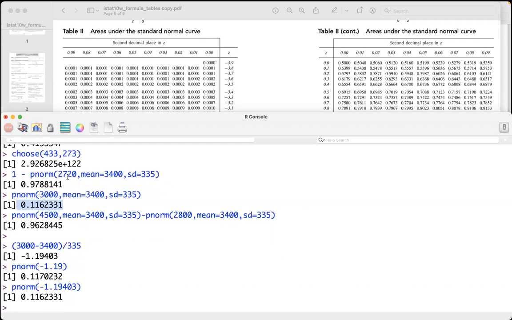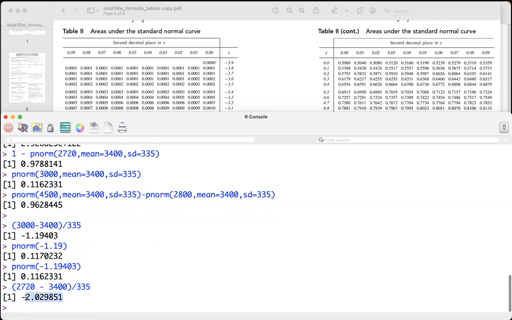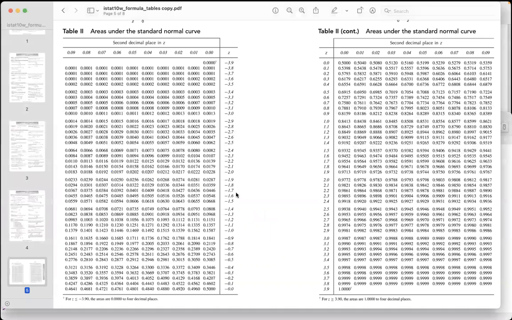Okay, and then you can do the same thing with say 2720. So if you wanted to compute the standard value here, you would take 2720 minus 3400 divided by the standard deviation. That'll give you negative 2.029. Accurate to 3 decimal places would be negative 2.03. And so let's look for negative 2.03. That's negative 2.03.